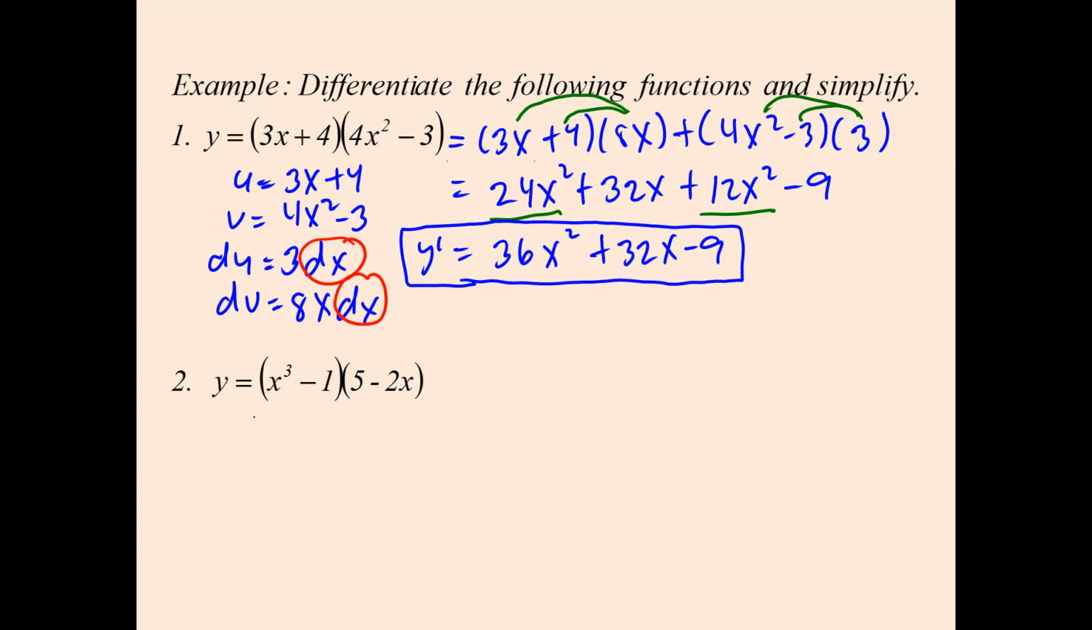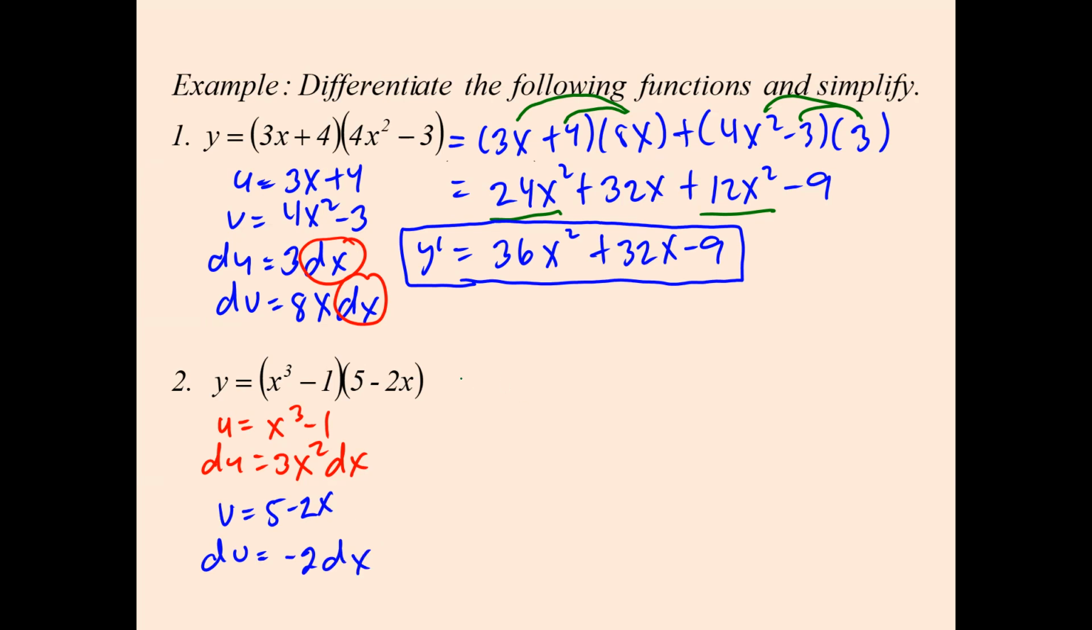Okay, so next we have, what is our u here? Okay, so x cubed minus 1. What is our du? Sige, du na lang muna natin. Derivative of this x cubed minus 1, we have 3x squared. May nakakalimutan kayo, we have dx. How about for v? We have 5 minus 2x. Derivative of v, we have negative 2 dx.